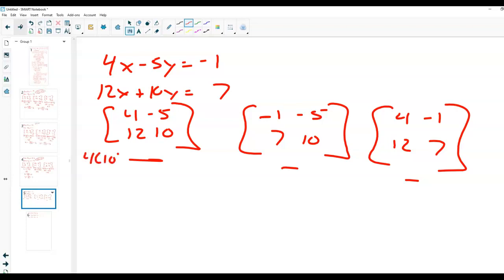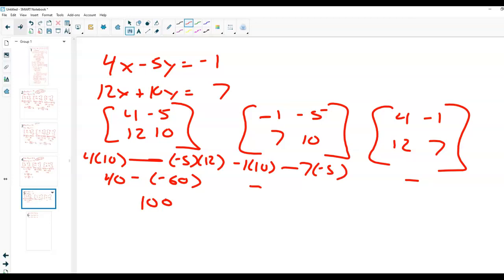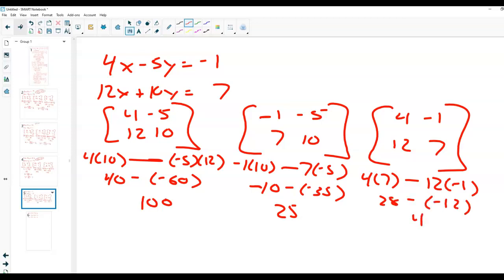4 times 10 minus negative 5 times 12. 40 minus a negative 60 is 100. Negative 1 times 10 minus 7 times negative 5. Negative 10 minus a negative 35 is a positive 25. 4 times 7 minus 12 times negative 1. 28 minus a negative 12 becomes 40.